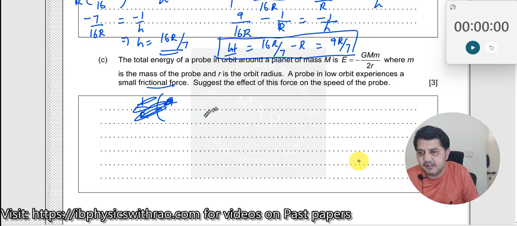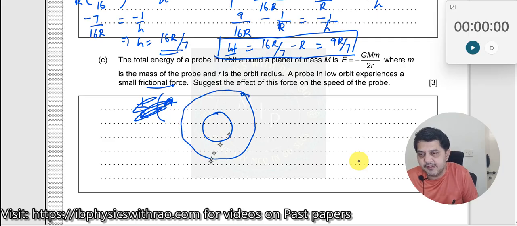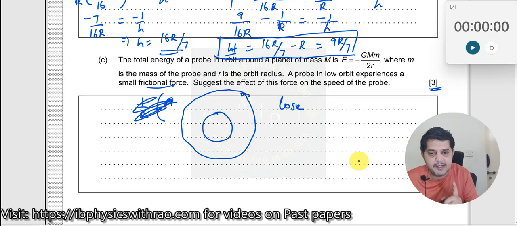When there is a frictional force, let us say this is the planet, this is the probe over here. The probe is happily roaming around, just orbiting like this. But if there is a frictional force, what will happen? It will lose energy. See, this is for 3 marks, so you should write at least 3 points over here. First, it will lose energy. When it loses energy, then what can happen? The gravity will now try to attract it like this. As a result of it, it will now come closer to the planet over here, right? This is the first point.